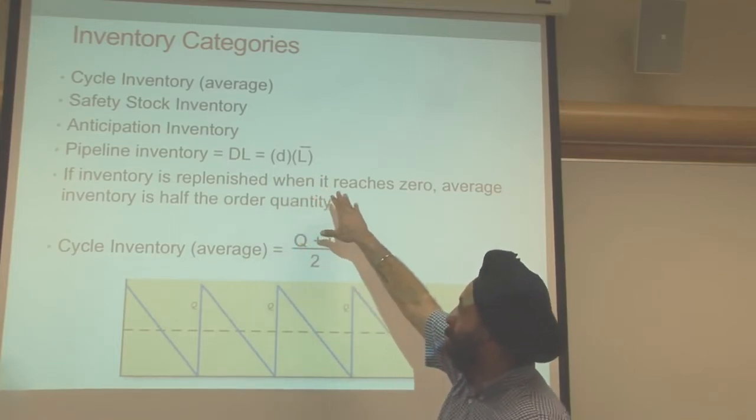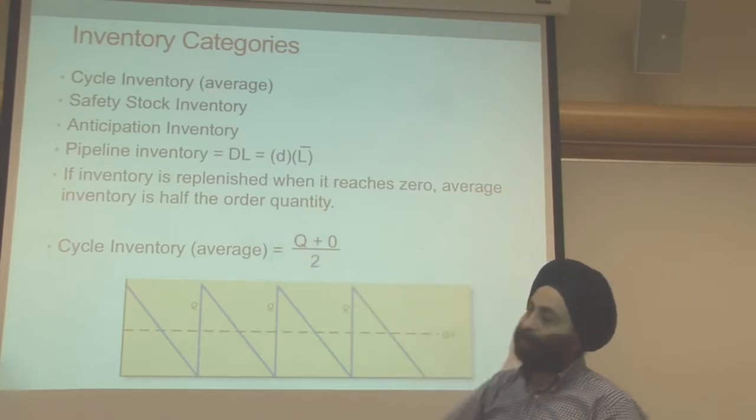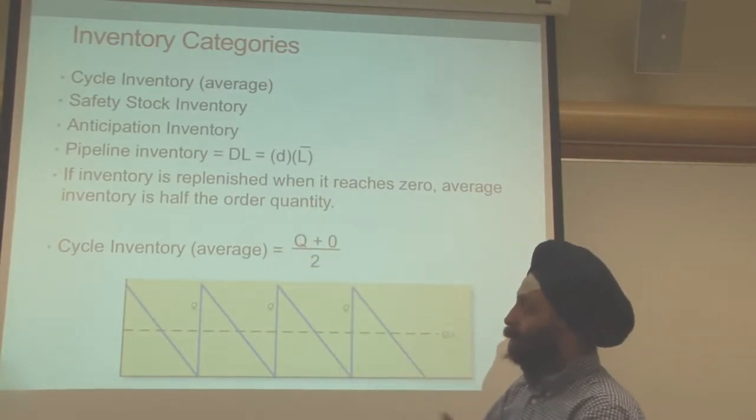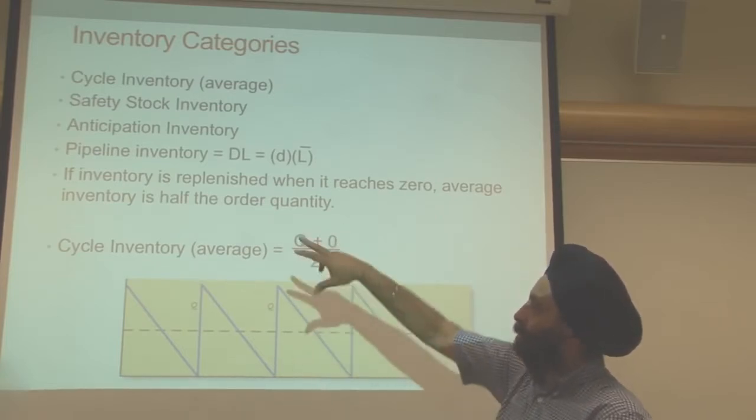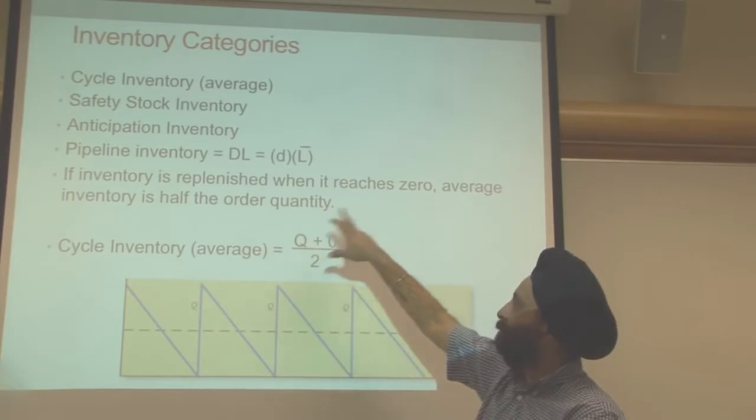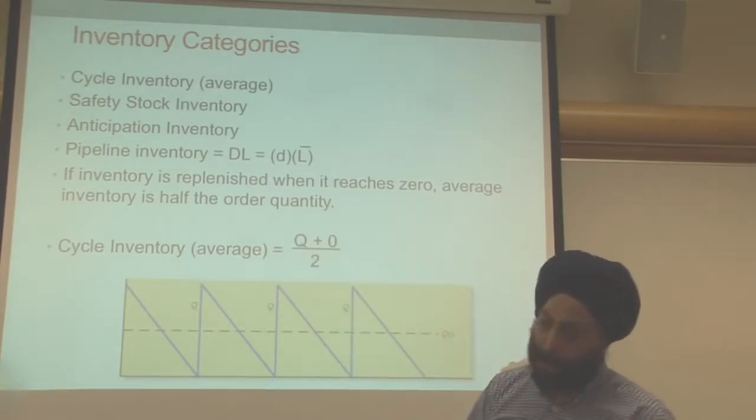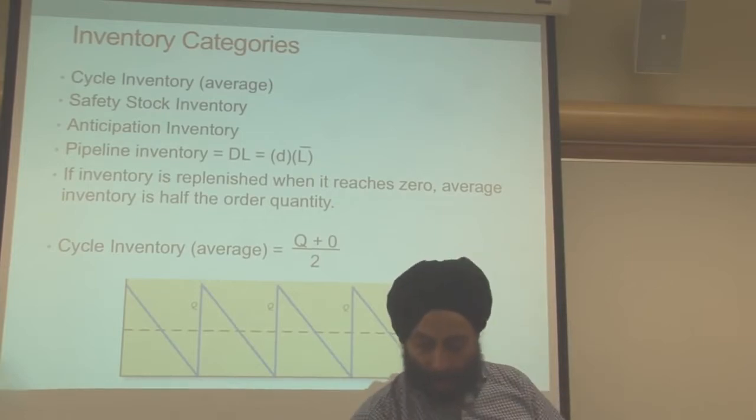Pipeline inventory is the items in the supply chain, which is demand multiplied by the average lead time that one has to wait after placing an order for replenishment. If inventory replenishment reaches 0, average inventory is half the order quantity, as I mentioned, that Q divided by 2 that is coming into play.